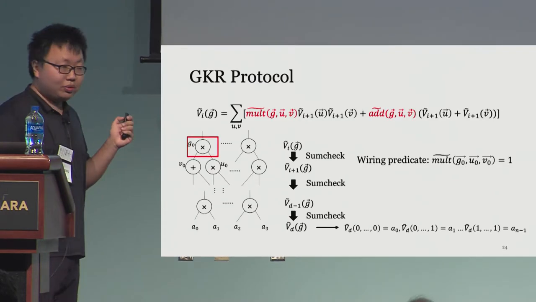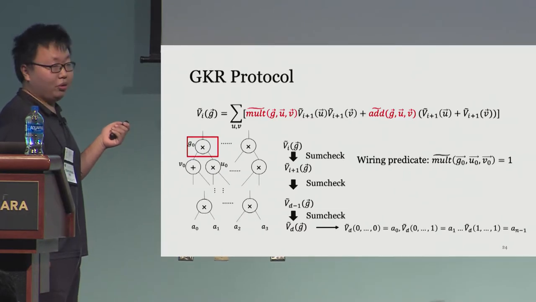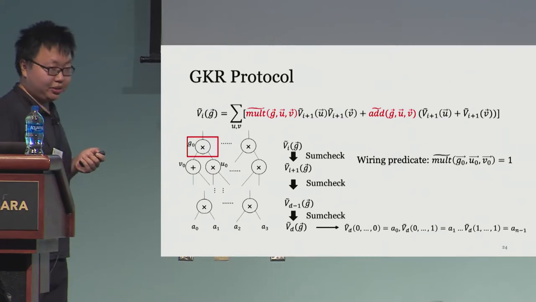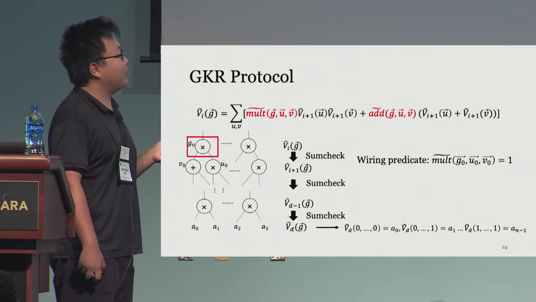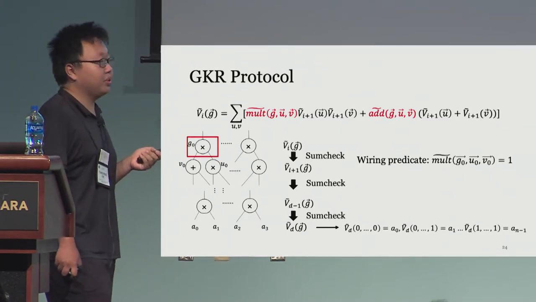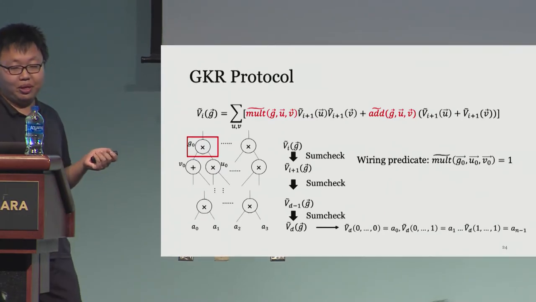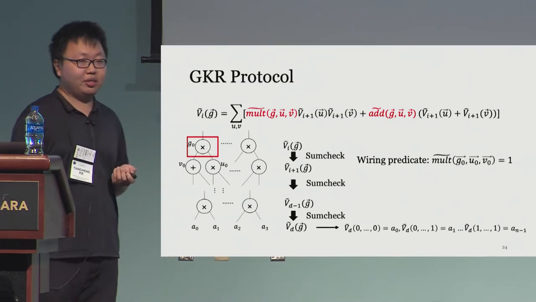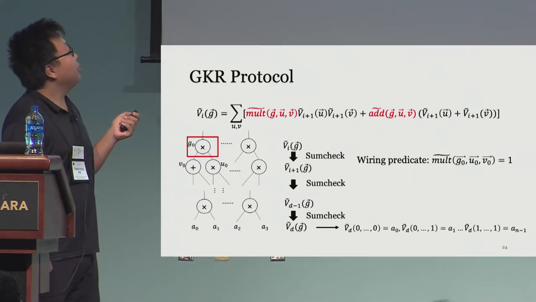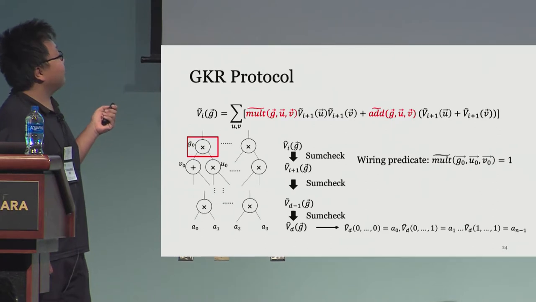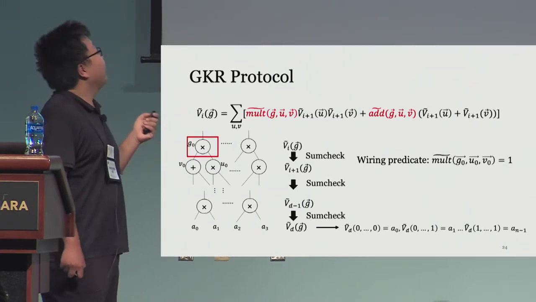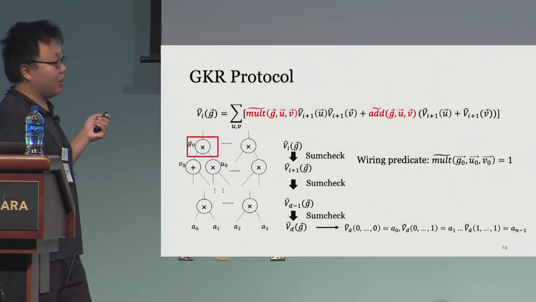To make this possible, we will use this relationship to define these polynomials. This polynomial is related to the polynomial of the previous layer, so let me explain it in detail. The mult and add are called the wiring predicates. The wiring predicate is defined as follows. If there exists a gate g0 connected to u0 and v0, then the mult wiring predicate will evaluate to 1 on this input, and otherwise it will evaluate to 0. So in this formula, if g is a mult gate and u, v are the corresponding inputs, the evaluation of this polynomial will be the multiplication of the following inputs. And the same for the add gate. So this polynomial will always agree with the gate evaluation.